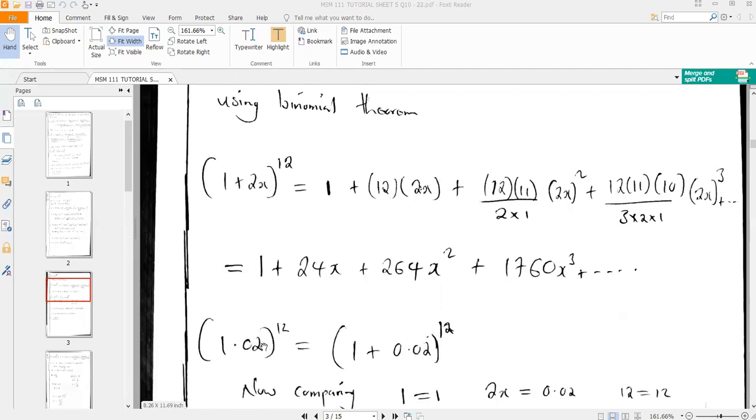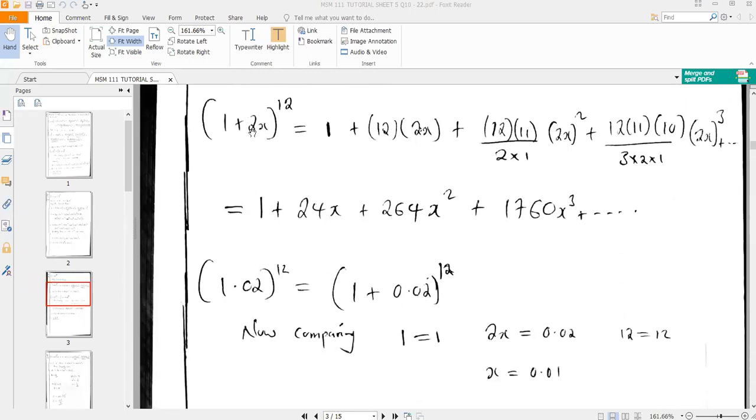We're trying to evaluate this here. Like I said earlier, we can play around with this. Now when you play around with this, you know that 1.02 can be written as 1 plus 0.02, isn't it? Then when it comes to comparing, we're comparing with this here. Where there's 1 here, 1 is equal to 1, right? Then the 2x here is equal to 0.02, isn't it?